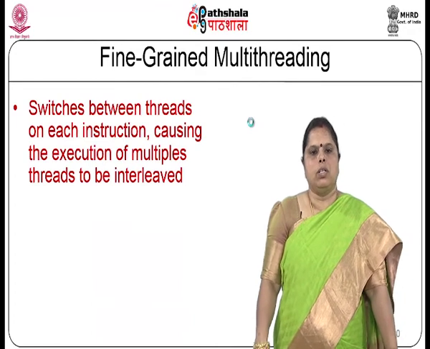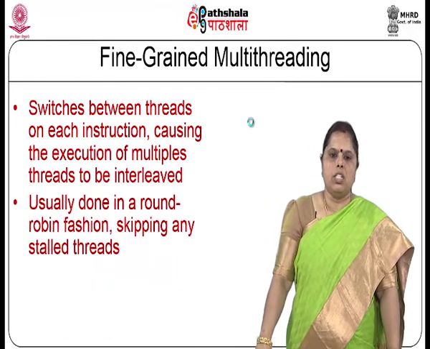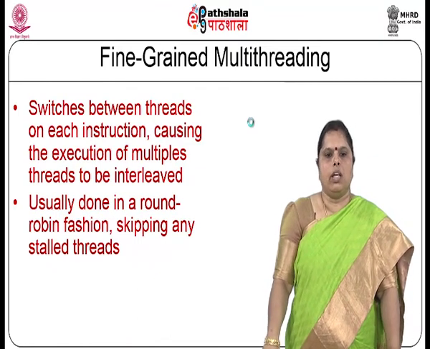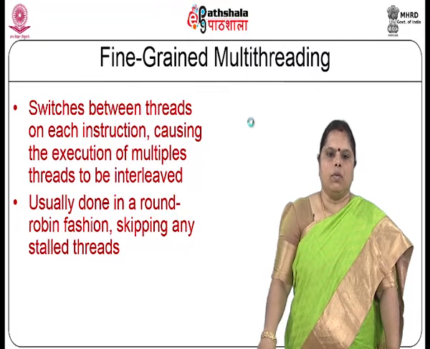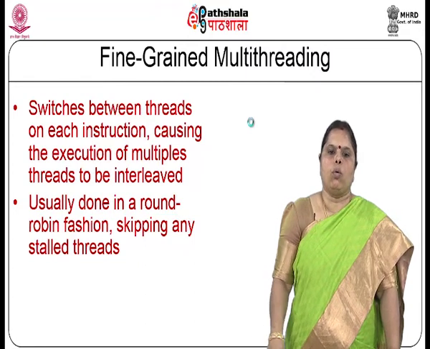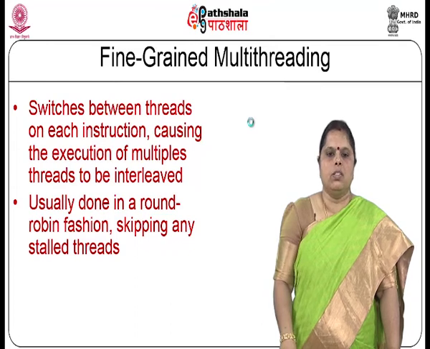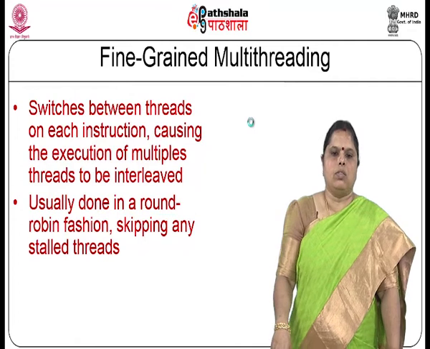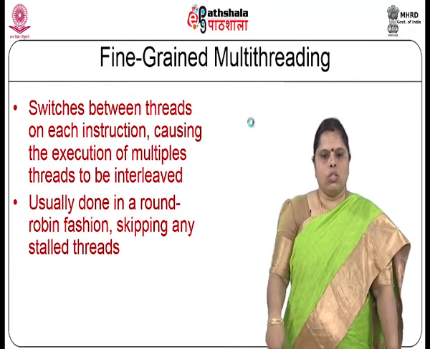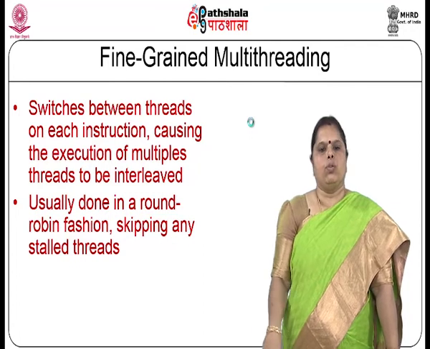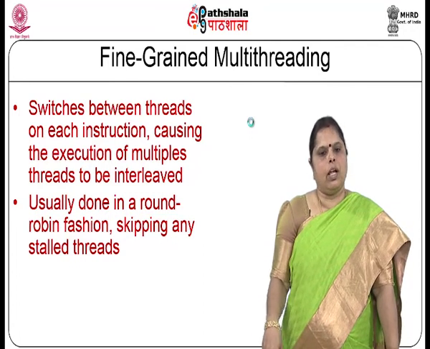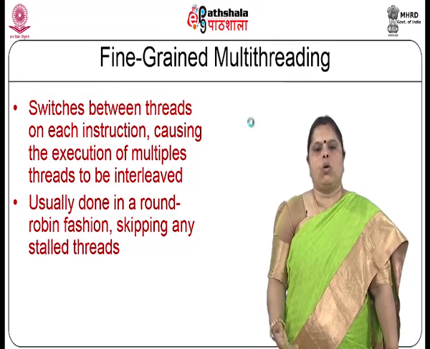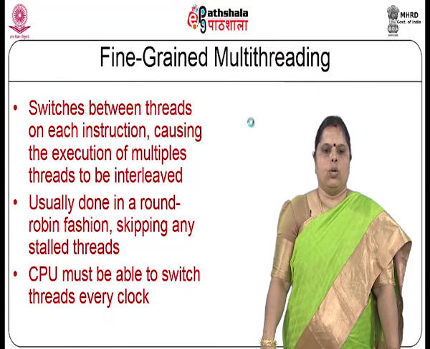As I already mentioned, fine-grained multithreading switches between threads on every instruction, every clock cycle, causing the execution of multiple threads to be interleaved. It is normally done in a round-robin fashion. So if I have 5 threads, I will execute the first thread in the first clock cycle, the second thread in the second clock cycle, and so on, and you will continue to come back to your first thread of execution. If any threads are stalled, you probably skip those threads and do a round robin with the other threads that are executable.